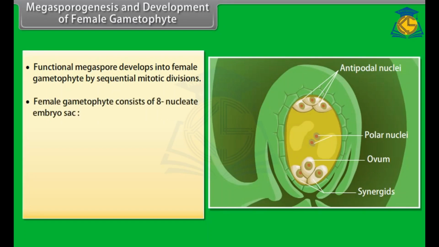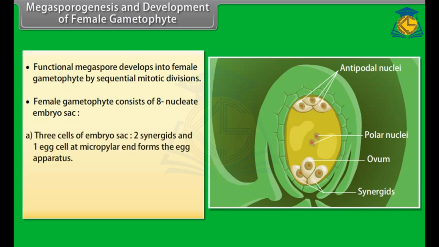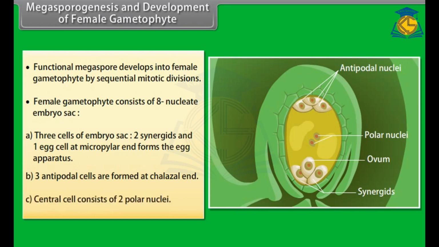Female gametophyte consists of 8 nucleate embryo sac. A. 3 cells of embryo sac, 2 synergids and 1 egg cell at micropylar end form the egg apparatus. B. 3 antipodal cells are formed at chalazal end. C. Central cell consists of 2 polar nuclei.